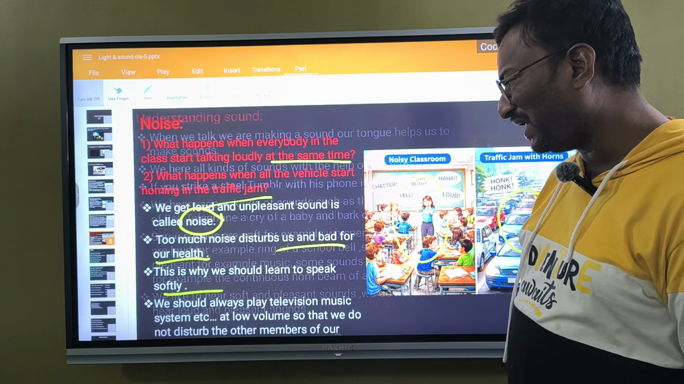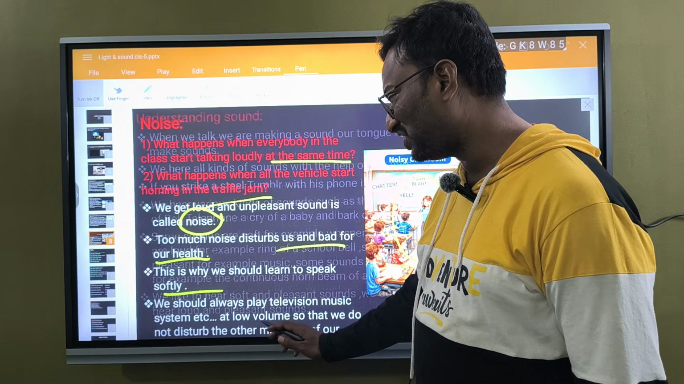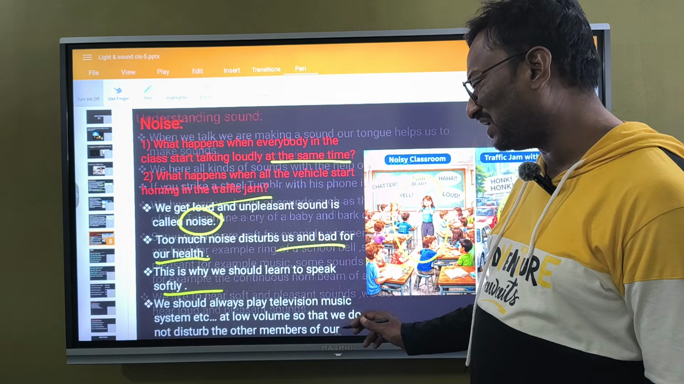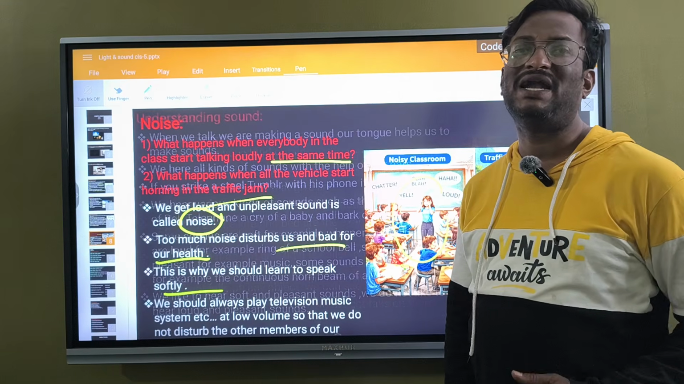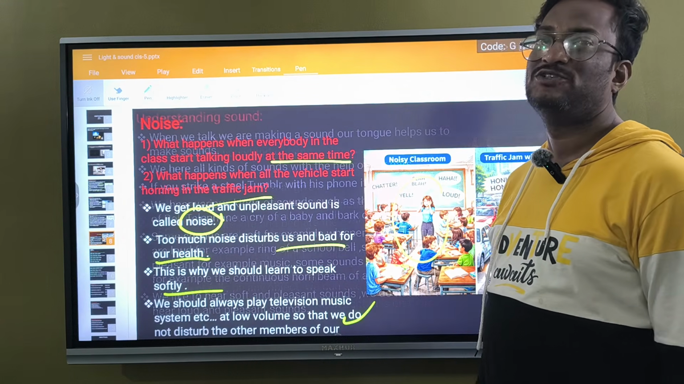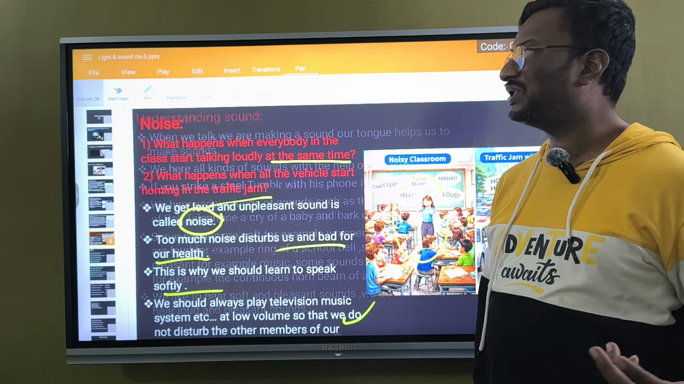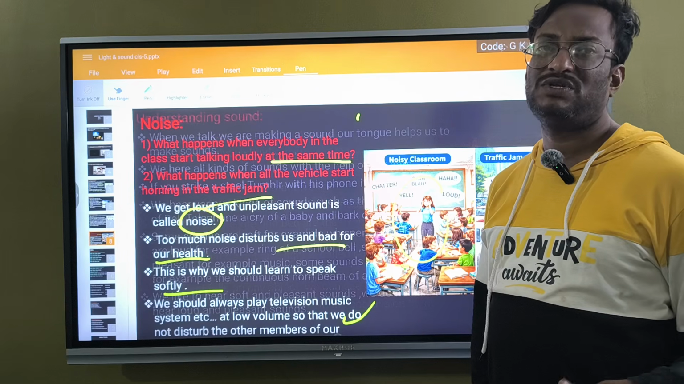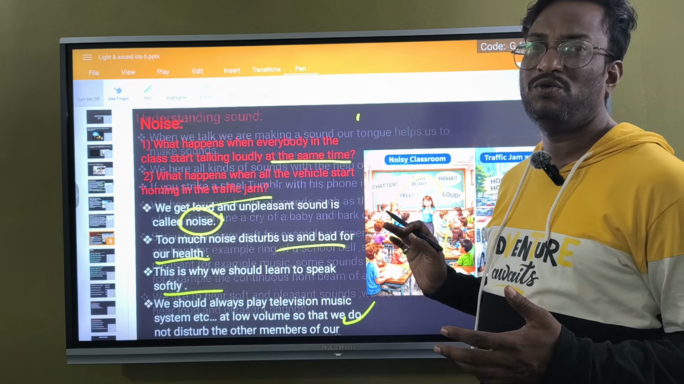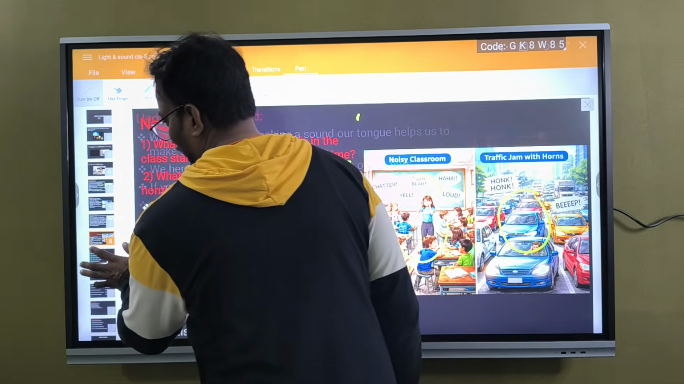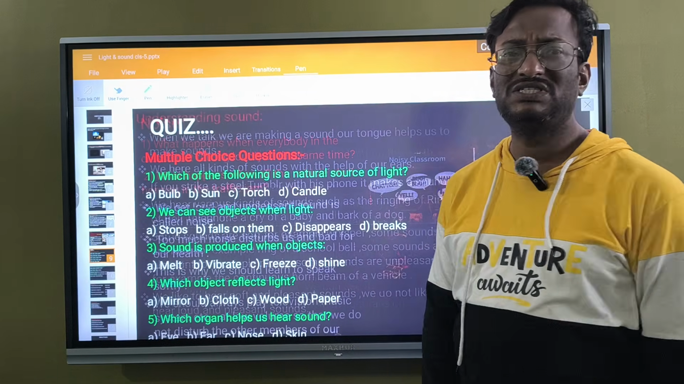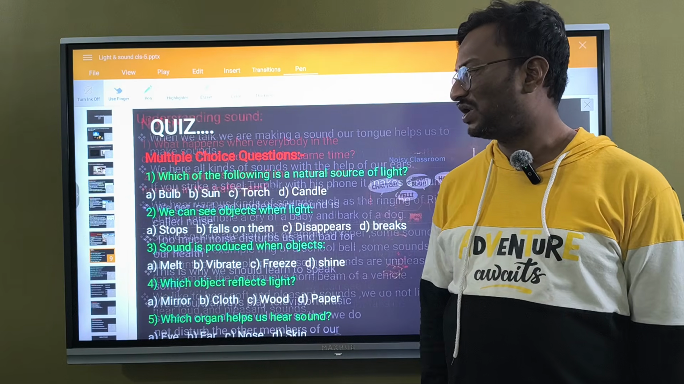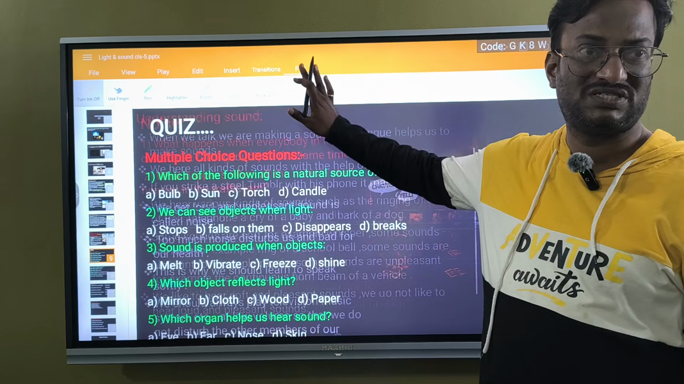We should always play television, music system, etc. at low volume, so that we do not disturb the other members of our family and even our neighbors. In order not to disturb others, we have to keep the volume low as much as possible. So this is the end of the lesson, children. This is a small lesson for you and we shall try to answer some quiz questions.